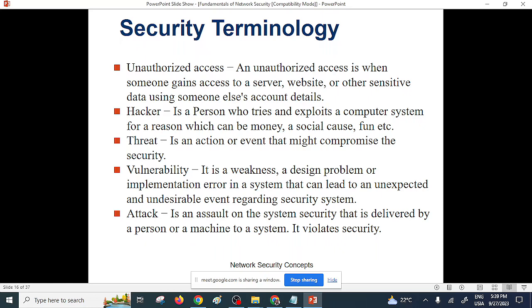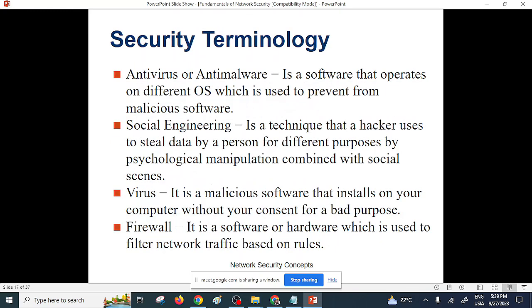Threat is an action or event that might compromise the security. It is the environment. If the environment is conducive for a hacker or rather the bad guys to perform their actions, then we say that is a threat. That environment is a threat, right? Not having the right security mechanisms, right? We can also talk about malwares.